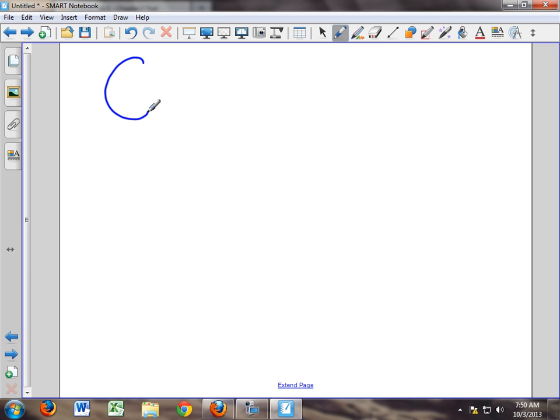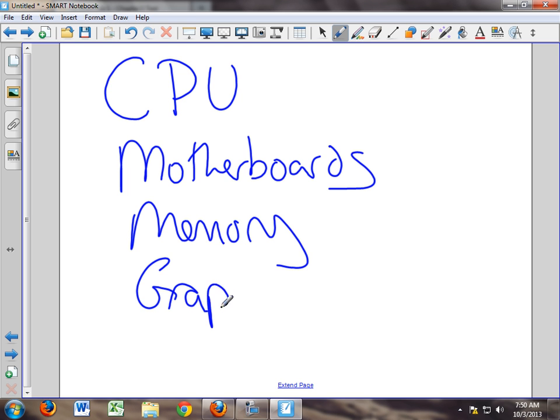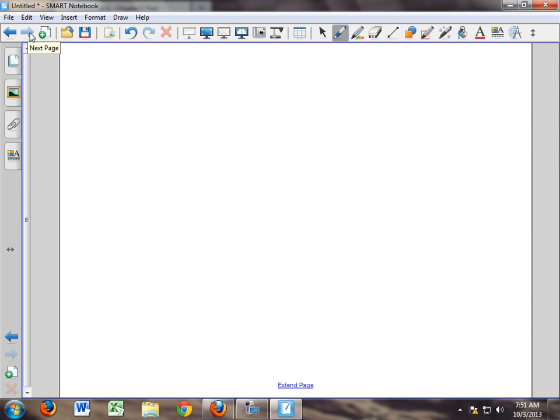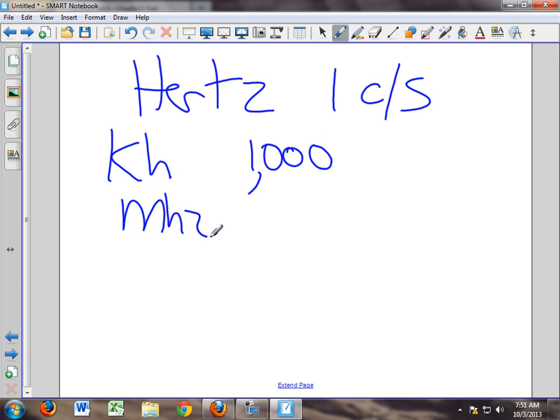So particularly when we talk about CPUs, motherboards, memory, graphics processors, and there's more, we usually talk about them in some relational speed in hertz, because that's how we compare things. So if a hertz is 1 cycle per second, a kilohertz is 1,000 cycles per second. A megahertz is 1,000,000. A gigahertz is 1,000,000,000.